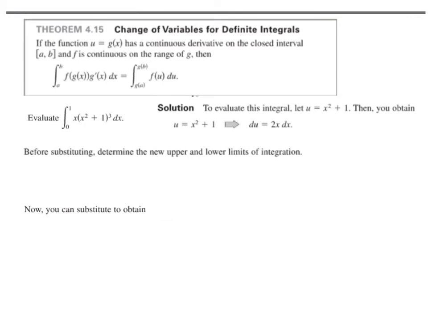All right, so what is g of x? Well, g of x is the u. So here is g of x. So what I need is g of the upper limit, 1, and g of 0. And those will be my new limits. So I do 1 squared plus 1, which is 2. I do 0 squared plus 1, which is 1.